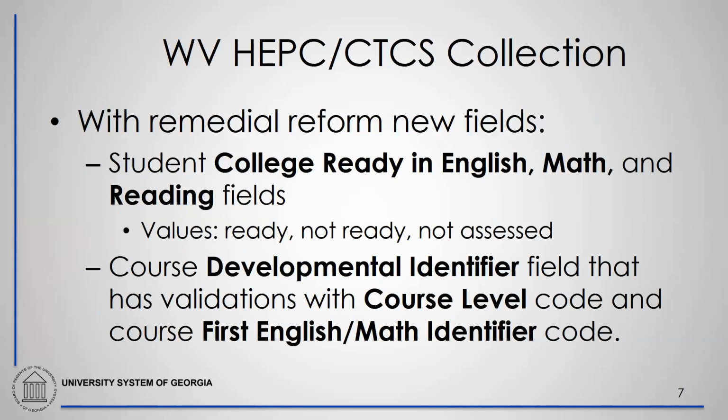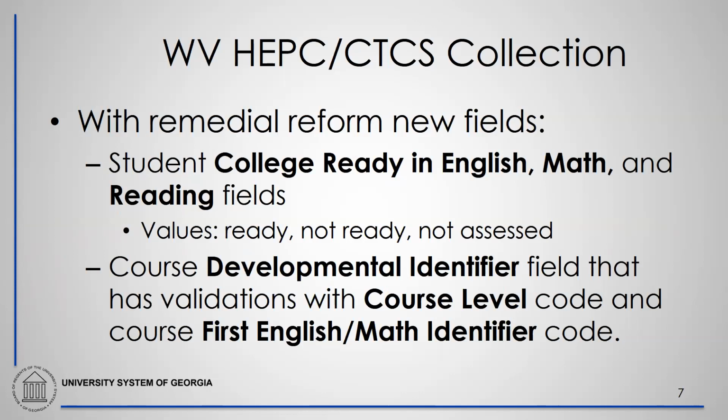But when the remediation reform began, we had to get some new fields together. So they implemented a student level indicator of college ready in English, math, and reading. The values are ready, not ready, and not assist. So these fields were there to be able to identify a student who came in with remedial needs, regardless of whether they actually participated in remediation or not. And there were some ways that students could be not ready but not participate in institutional remediation.